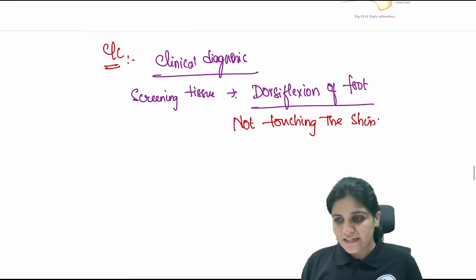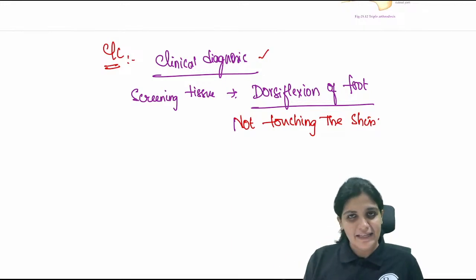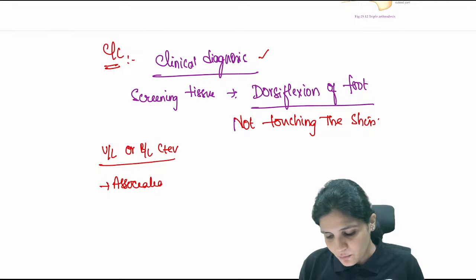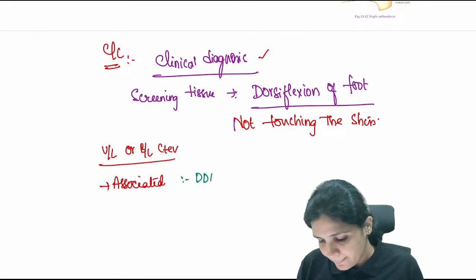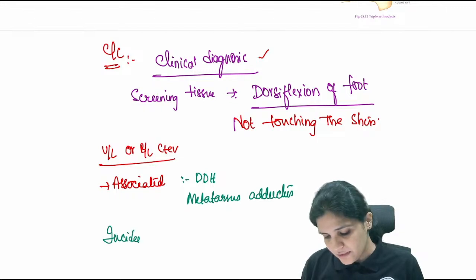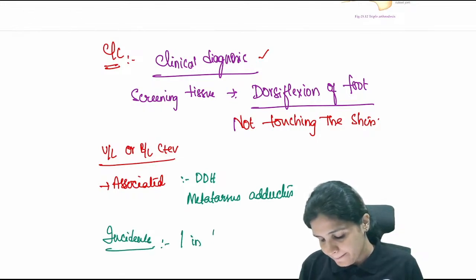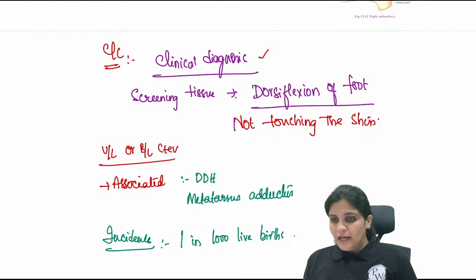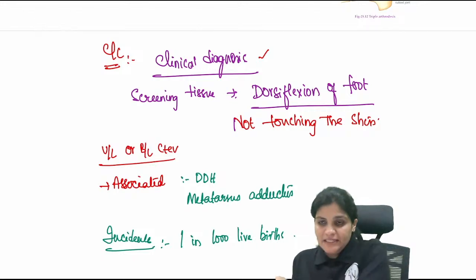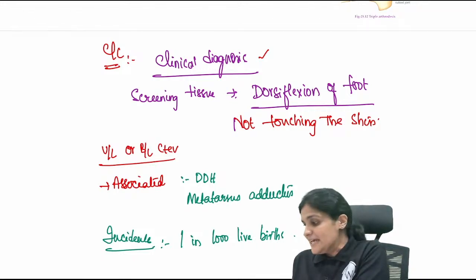So this is the clinical diagnosis. Clinical diagnosis is mainly something you can see and tell clinically that it is CTEV. So you can tell whether it is unilateral or bilateral CTEV. And again, associated conditions, if you remember, it is again DDH, metatarsus adductus. And incidence, it is 1 in 1,000 live births. So that is about CTEV, pathology, incidence, and associated conditions.